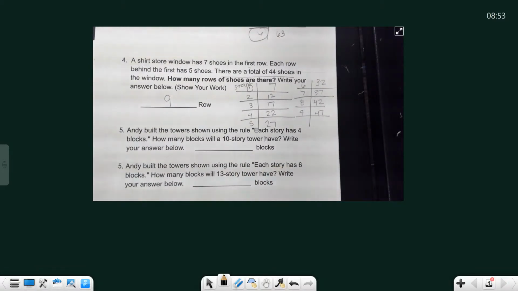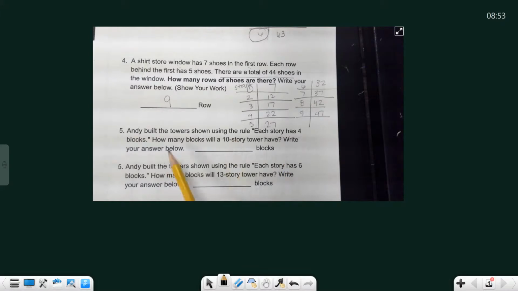Andy built the towers shown using the rule each story has 4 blocks. And even though we don't have the towers, do we know what kind of tower it is? No. According to the problem, we don't know what kind of tower it is. So we're not worried about using the expression for a single, double, corner, or square. All we are doing is just reading the information. So each story has 4 blocks.